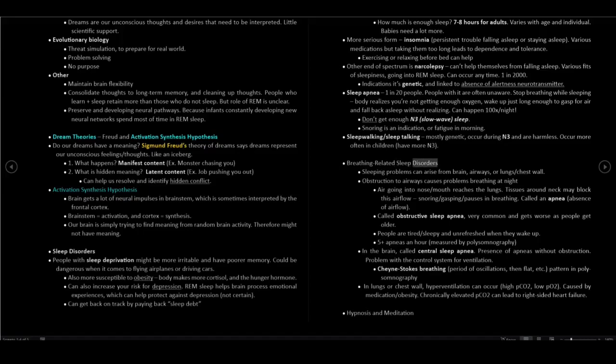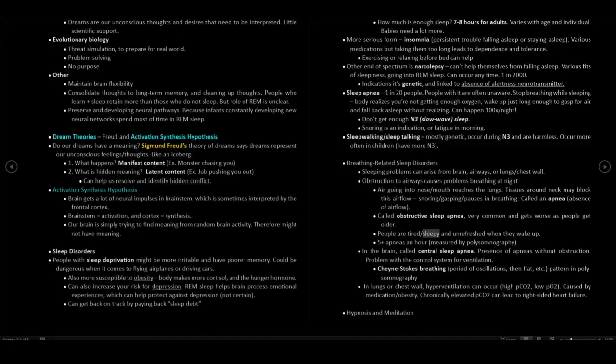Breathing-related sleep disorders. Sleeping problems can arise from the brain, airways, or lung and chest wall. Obstruction to the airways causes problems breathing at night. Air going into the nose and mouth reaches the lungs, but tissues around the neck may block this airflow, causing snoring, gasping, and pauses in breathing. This is called an apnea, an absence of airflow. It's called obstructive sleep apnea, is very common, and gets worse as people get older.